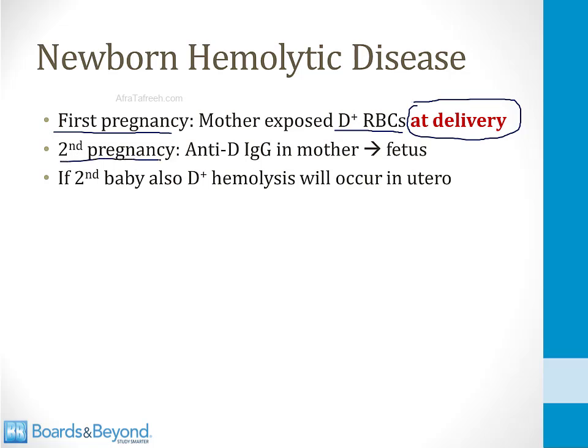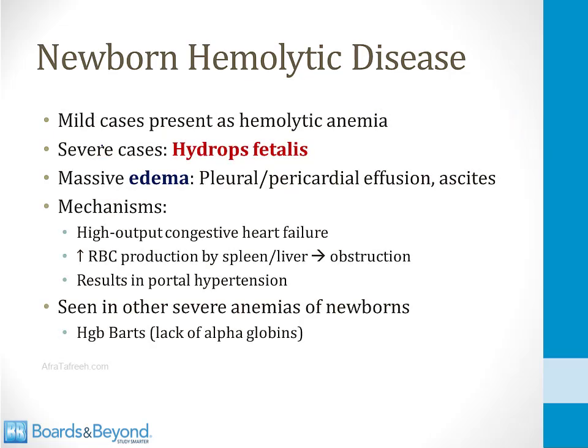If she becomes pregnant again, the anti-D IgG antibodies in the mother can cross the placenta because they are IgG and go to the fetus. If the second baby is also D positive, this can lead to hemolysis in the baby that will occur in utero, and that will result in newborn hemolytic disease. If the antibody titer in the mother is low, it will be a mild case which can present as hemolytic anemia in the baby. If the antibody titer in the mother is high, it can present as what's known as hydrops fetalis.